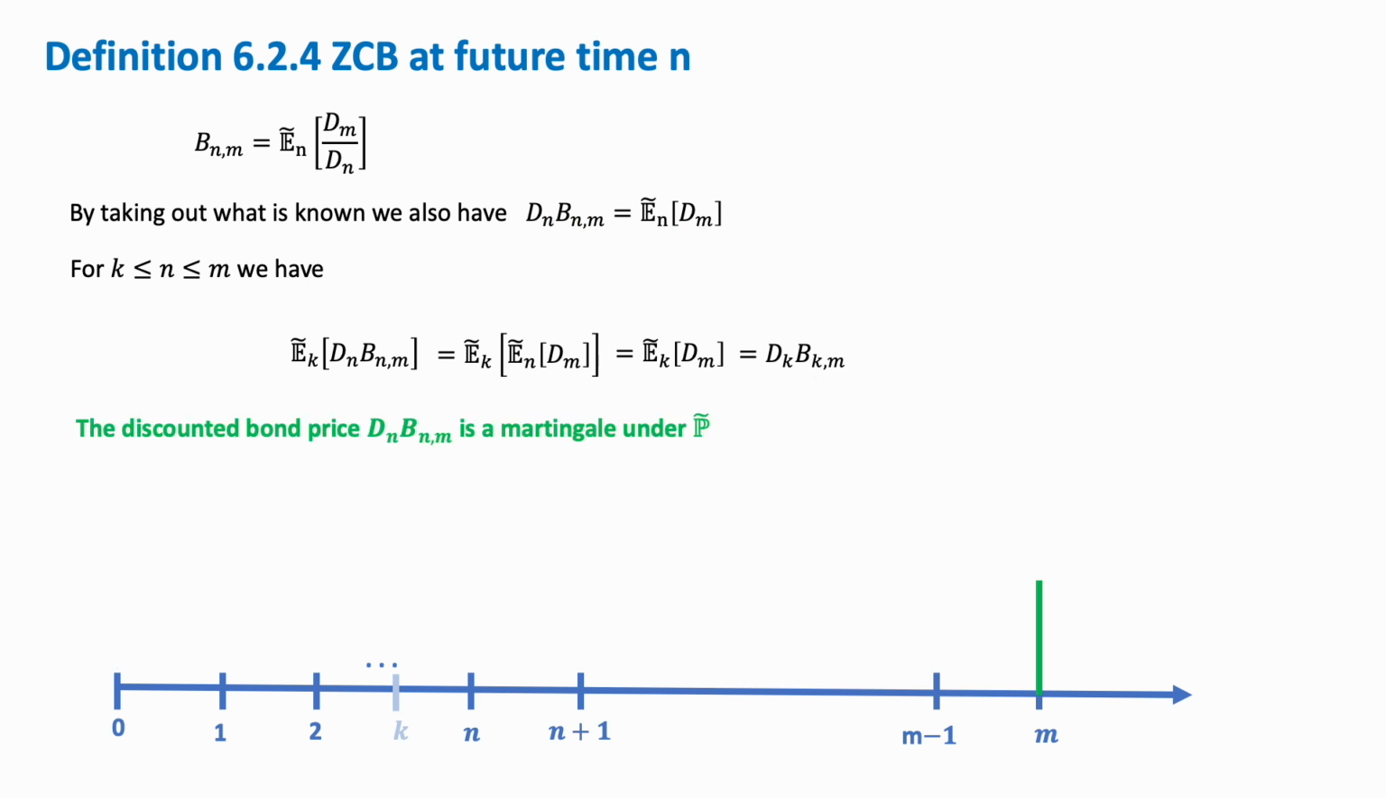So what we have shown here is actually that the discounted bond price Dn Bm is a martingale on the P tilde, right? Because the expected value as of k of this value here is nothing but its current value as of time k. So we have shown that it is a martingale, and we can note it here. This is the main relationship that we have shown here, which is important and will be used again as well.